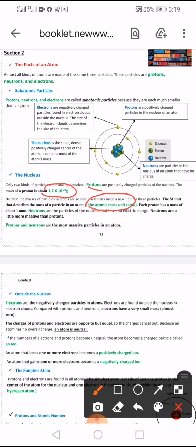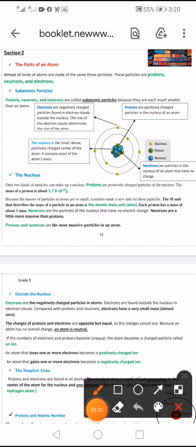Each proton has a mass of 1 atomic mass unit. Neutrons are particles of the nucleus that have no electric charge. Neutrons have a little more mass than protons. So the mass of neutrons is a little more massive than protons.